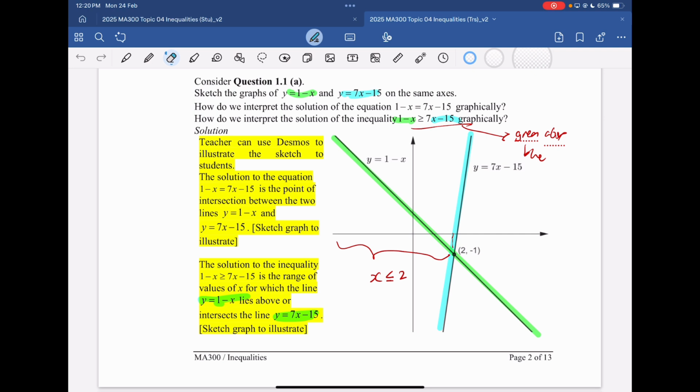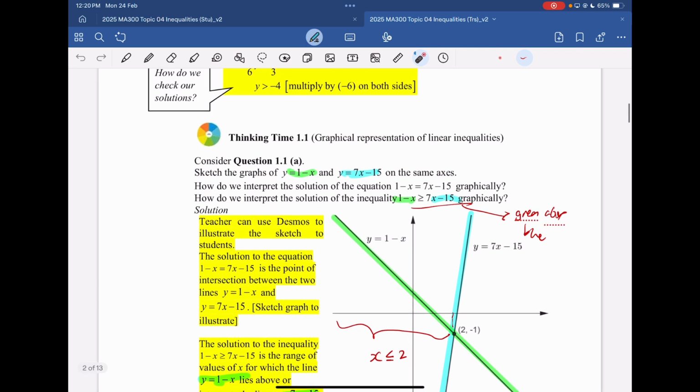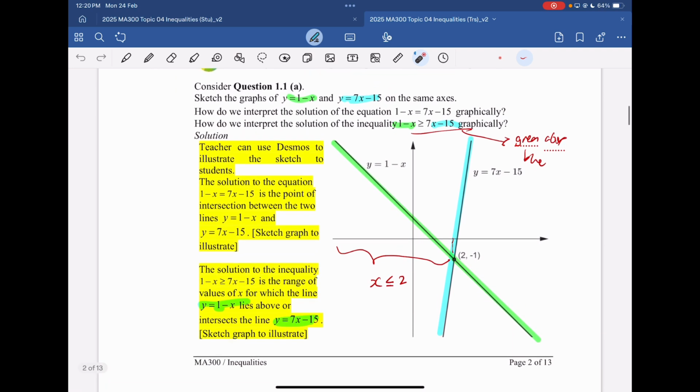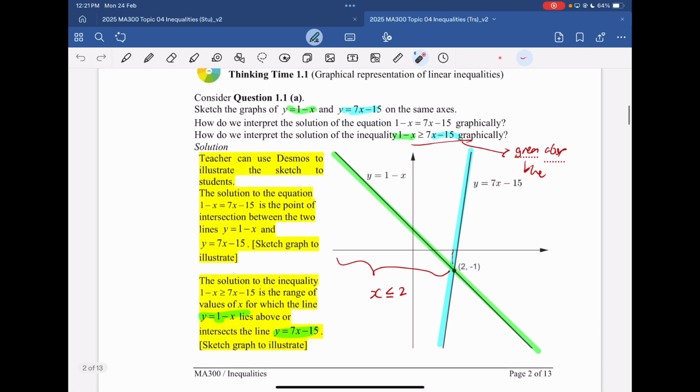If you compare the y value, compare the green and the blue, now I want the green to be above the blue. Listen carefully, I want the green to be above the blue. So look at the screen. If I want the green above the blue, which x values will fulfill this?